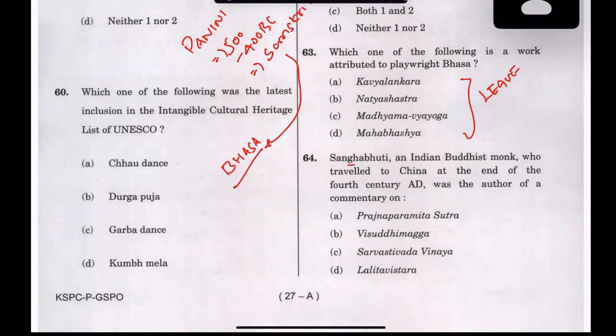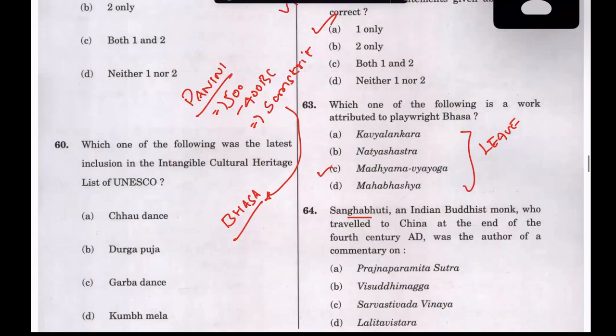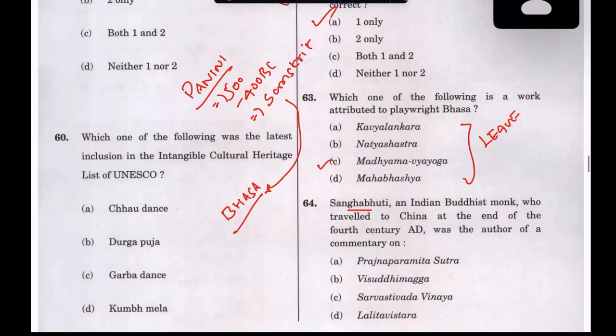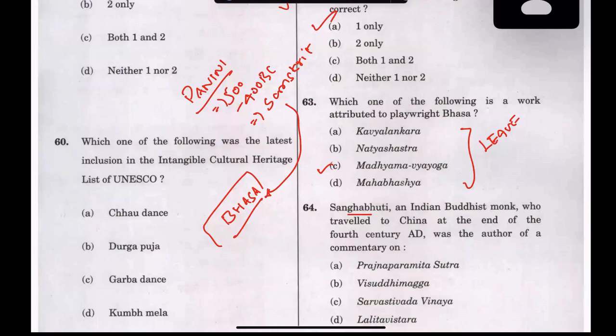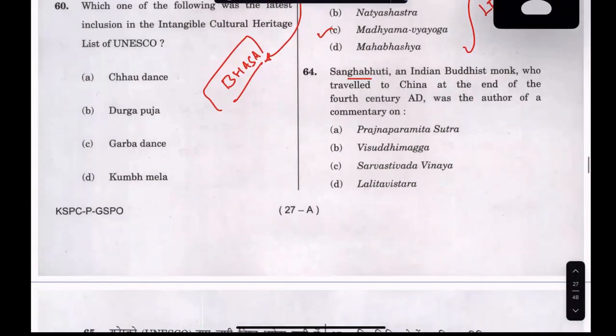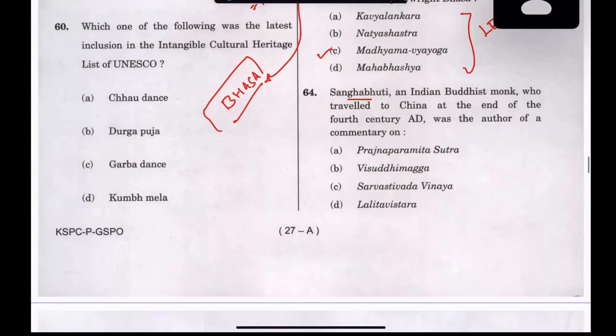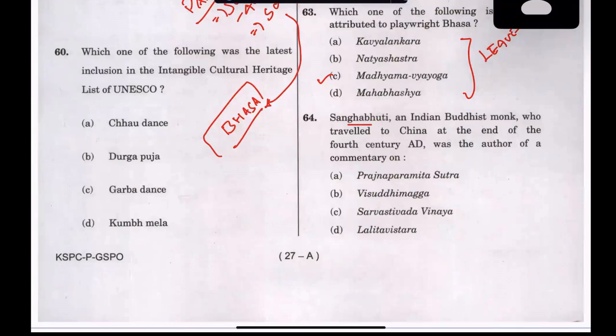Again, one more Sangabhuti. So the answer is C, but I do not know. I have no clue of this. Basa, I know. Okay, Basa, I know. Panini, I know. They had asked some question related to chronology. Maybe I can or I should. Indian Buddhist monk who traveled to China. Okay, at the end of 4th century AD was the author of. Again, this I have no clue. Again, I will leave this.